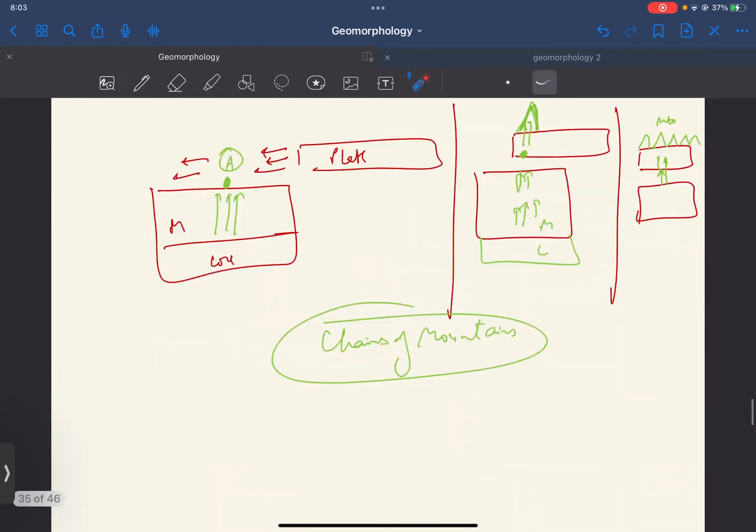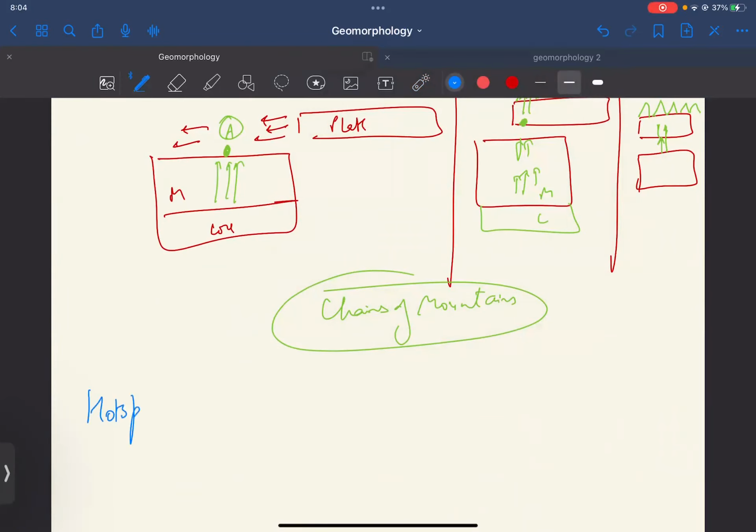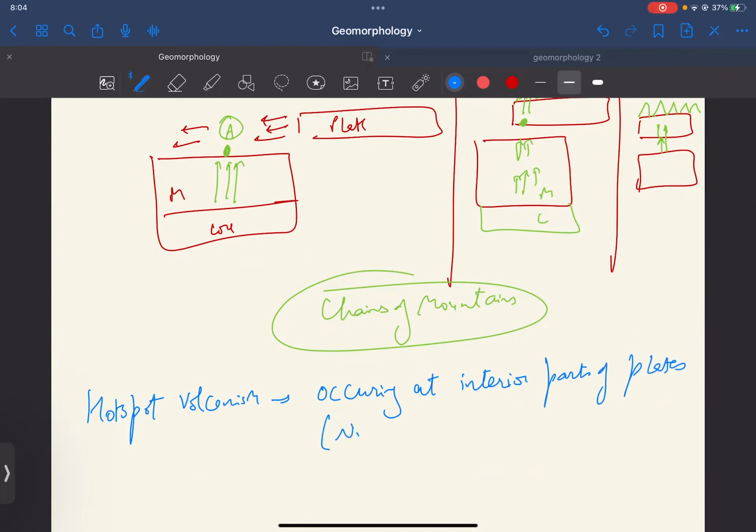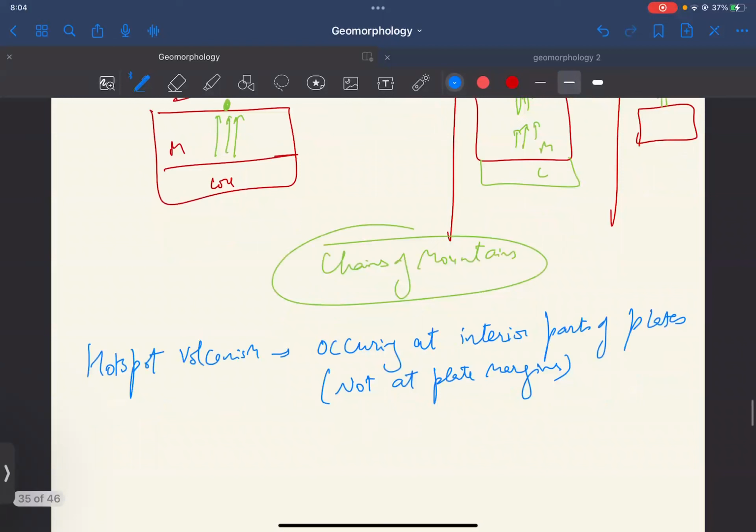So what are hotspot volcanisms? What is happening in hotspot volcanism? It is a type of volcanism basically which is occurring in interior parts of plates, lithospheric plates, but not at plate margins. Keep this thing in mind. It is not taking place at the plate margins, it is taking place in interior parts of the plates. Alright. But yeah, at plate margins also it may take place.